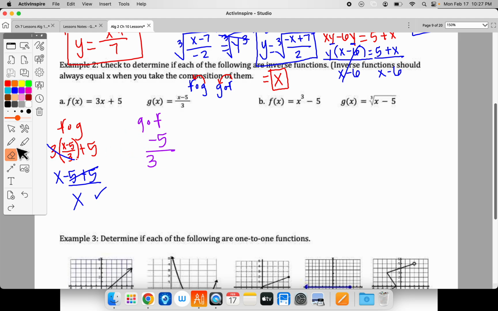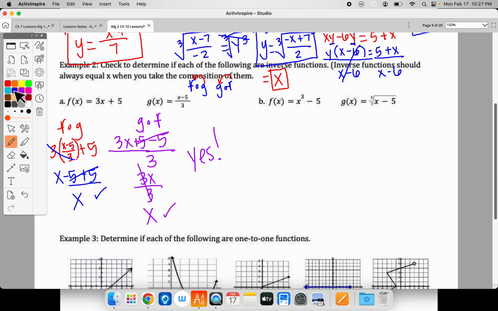I'm going to take that x out, and right there, I'm going to put 3x plus 5. And then I just simplify. So on top, I've only got 1x, but I have 5 minus 5. That's 0. And then I've got 3x over 3. Well, 3 divided by 3 is 1, so that simplifies to x, which checks out. So these are inverses.